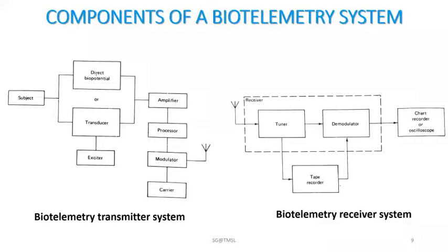Okay, so physiologically, this receiver consists of a tuner circuit that is used to select the transmitting frequency, a demodulator to separate the signal from the carrier wave, and a means of displaying or recording the signal.